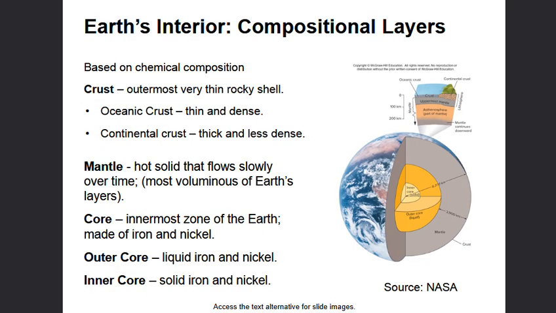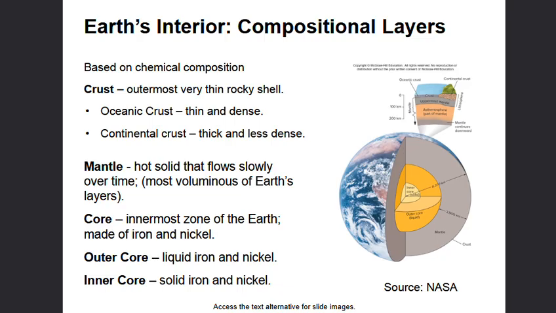We've talked about this before, the divisions of the earth in terms of composition. We said you've got the crust, the mantle, and the core. The crust could be oceanic or it could be what? Continental. In terms of density, which is denser? The oceanic crust is denser, and because of that, you only find oceanic crust underwater.